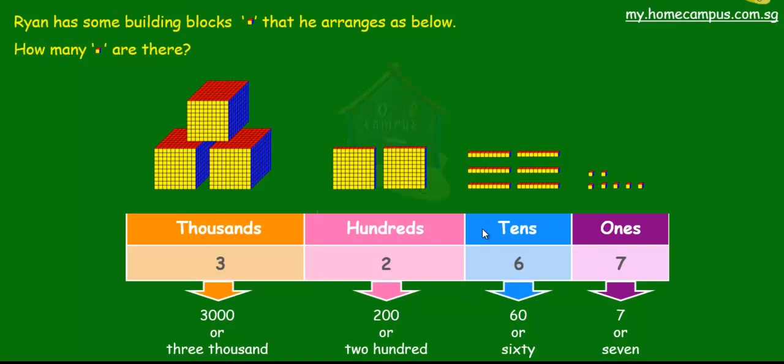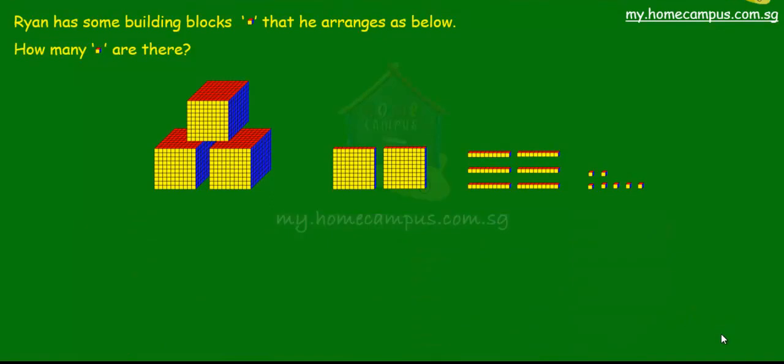So altogether, how many blocks do we have then? Well, we add them together, and what we get is 3,267 blocks. Now in numerals, we write that down as 3 from the 3,000. Next to it, to the right of it, is 2, the 100, the 6, the 60, and the 7, the 7 ones. So in numerals, the total number of blocks that Ryan has is equal to 3,267.